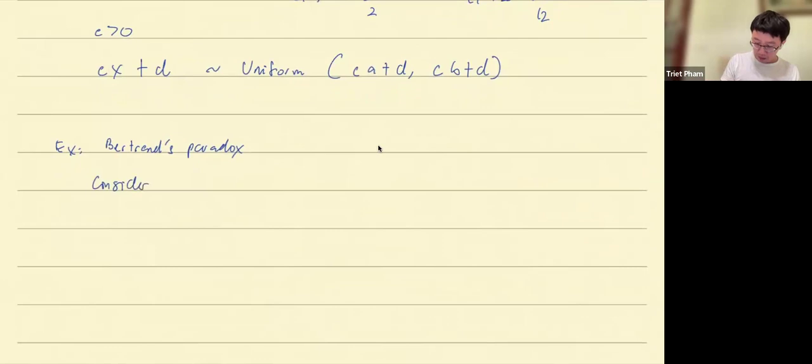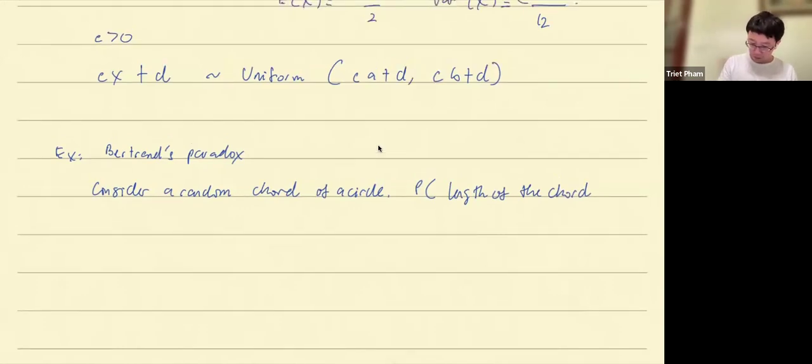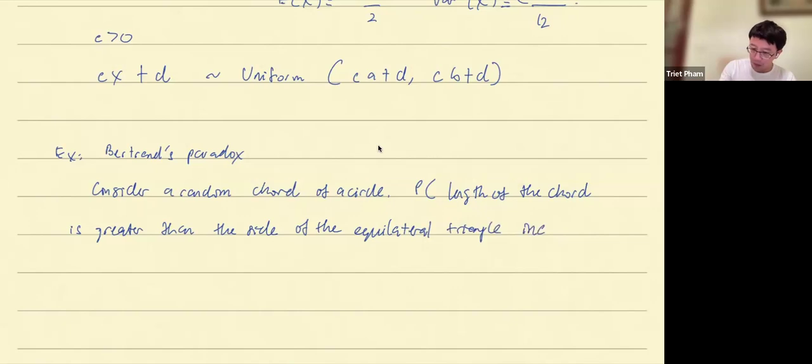Consider a random chord of a circle. Find the probability that the length of the chord is greater than the side of the equilateral triangle inscribed in the circle. Okay, so that's the question.